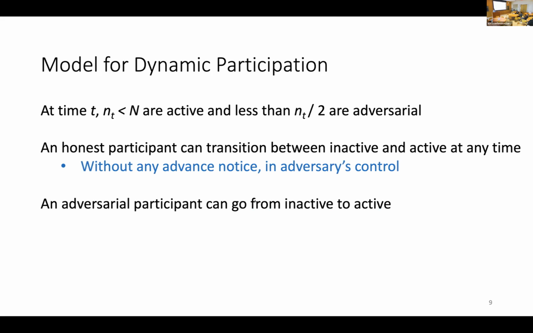Whereas an adversarial participant can go from inactive to active. So an adversarial node can be sleeping in the beginning and can wake up at some point during the protocol. However, there's a modeling difficulty. We don't know how to model an adversarial participant going from active to inactive.